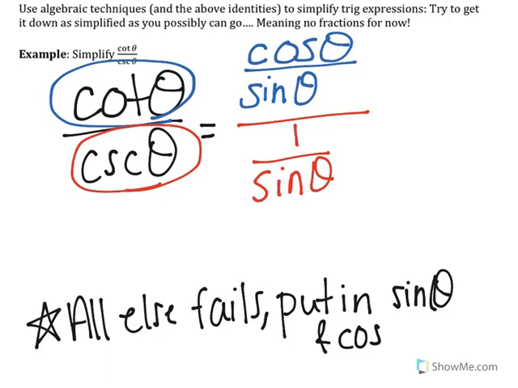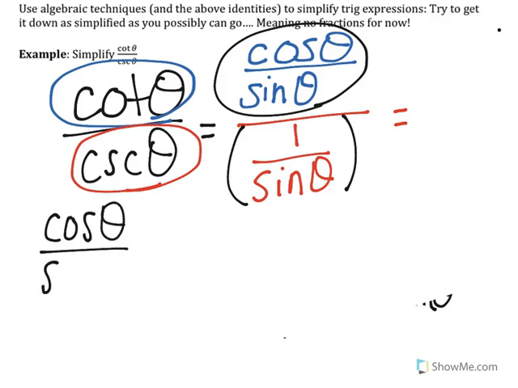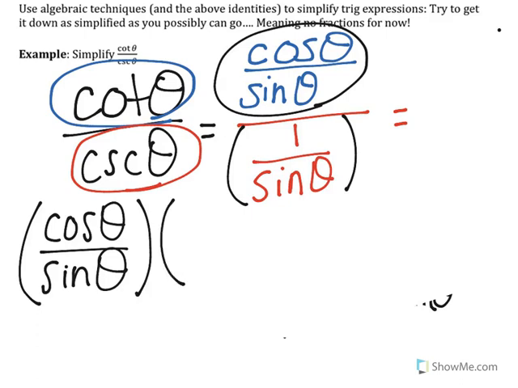And now we're going to say, can we clean this up? I'm going to get rid of this little note at the bottom just for some room. So how are we going to do this? Well, I always say rather than taking cosine over sine and dividing by 1 over sine, it's much easier to multiply by the reciprocal. So I'm going to keep the numerator the same and just rewrite it cosine over sine. But rather than dividing by the denominator, 1 over sine, I'm going to multiply by the reciprocal, which is sine over 1.